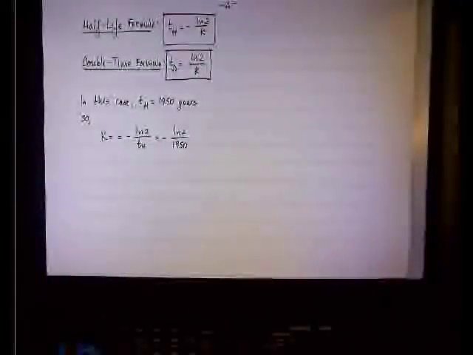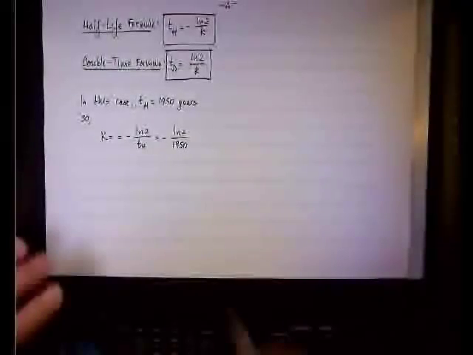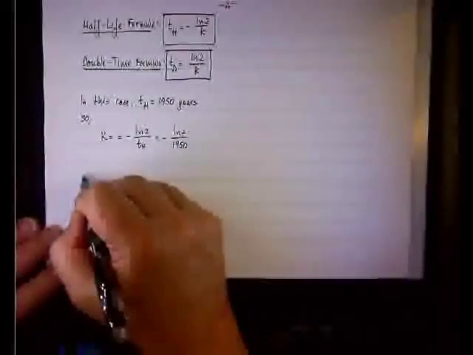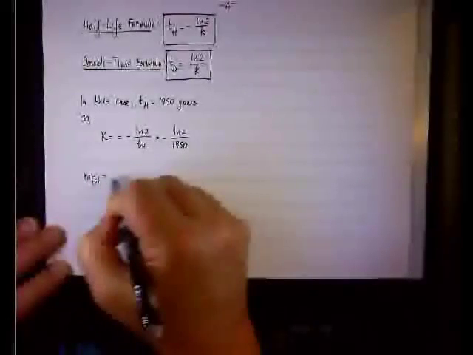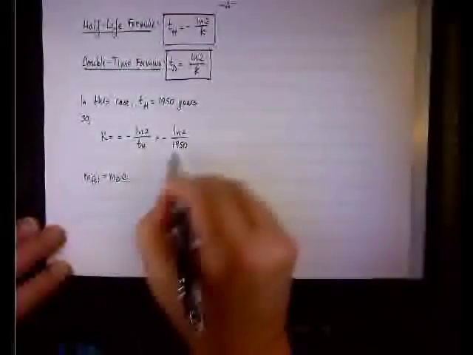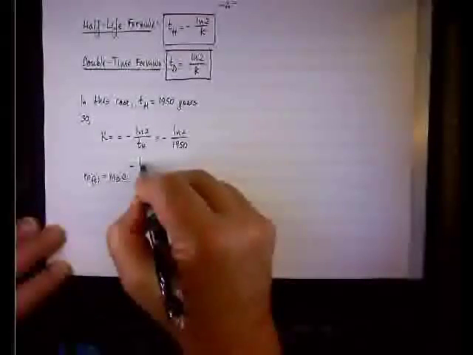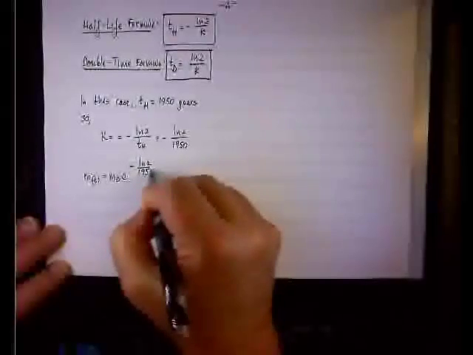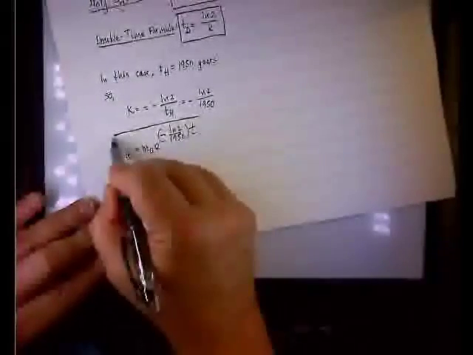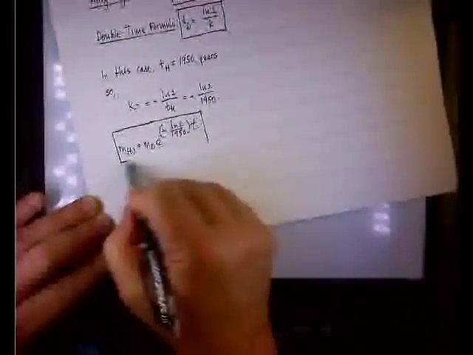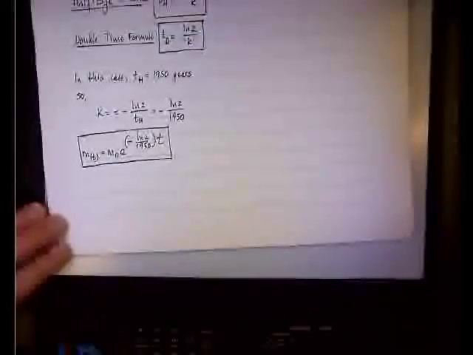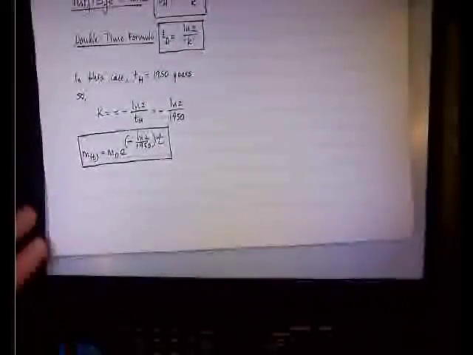Going back to what we are required to do, we want to know what is m of t if m sub 0 equals 100? Since now we have k, we can say that m as a function of the time equals m sub 0 e to the power of k, but instead of k, it would be natural log of 2 over 1,950 times t. And that would be a very good answer. Actually, that would be an excellent answer, because I kept everything precise rather than rounding.